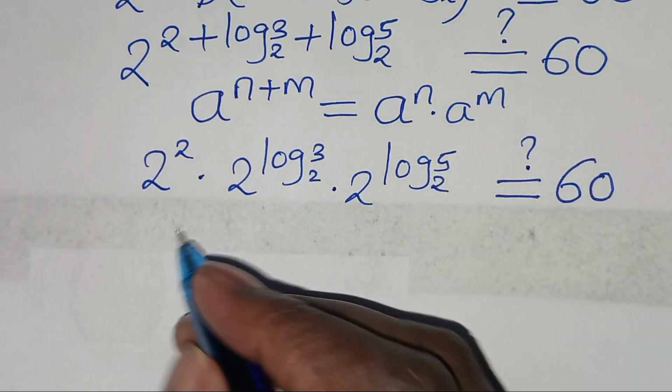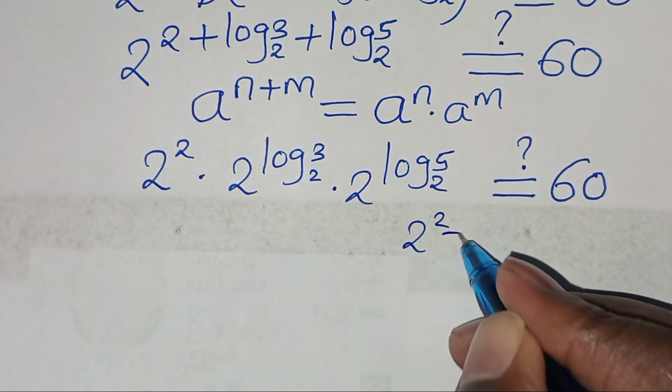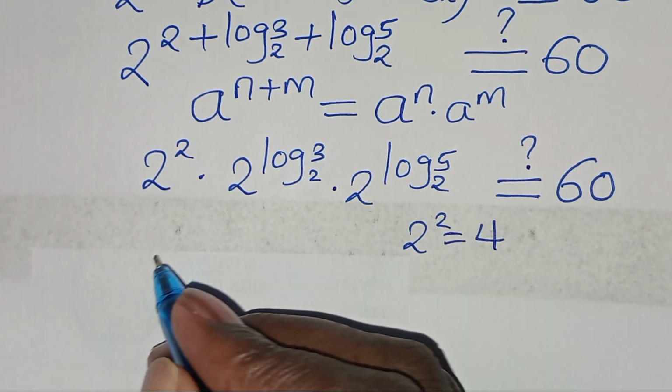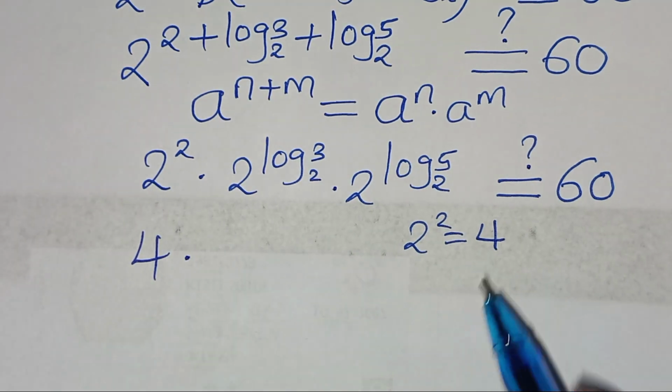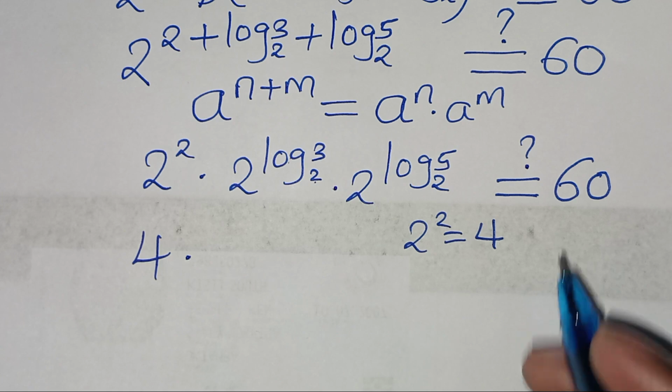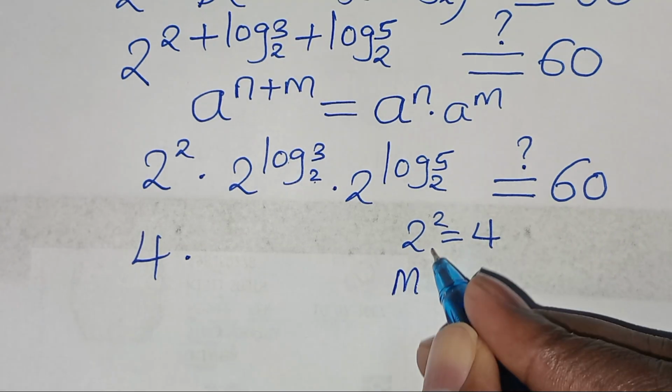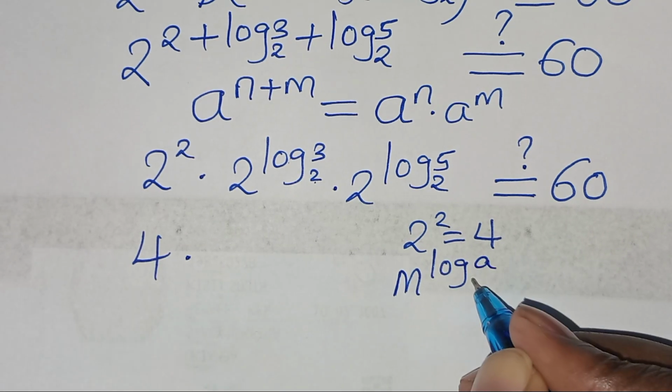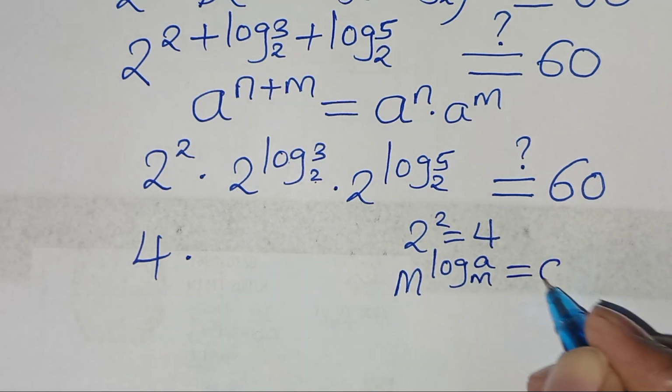Now, 2 to power 2 here is the same thing as 4. So we have 4 times 2 to power log 3 to base 2 and 2 to power log 5 to base 2. This is in the form of m to power log a to base m, which is equal to a.